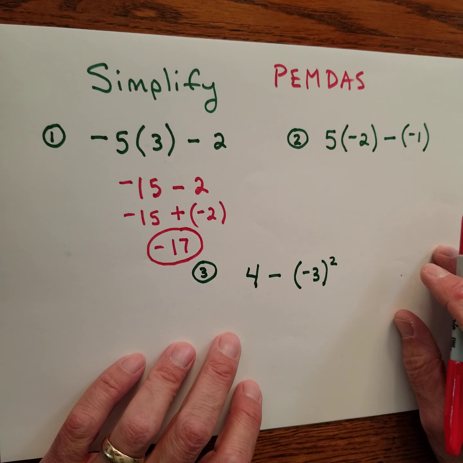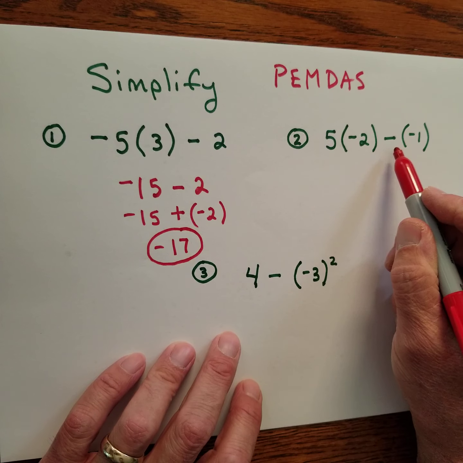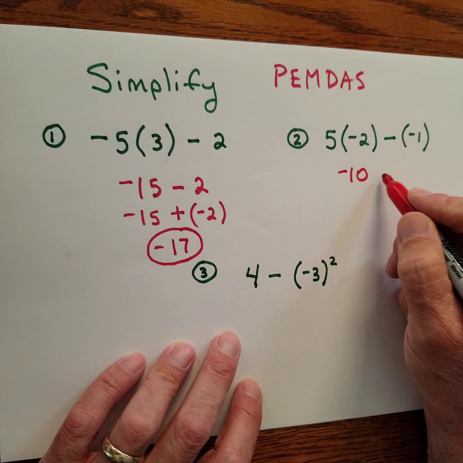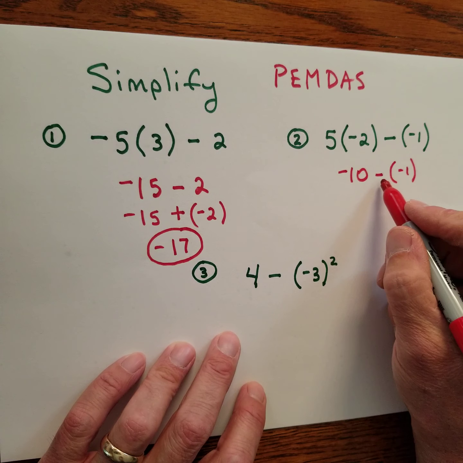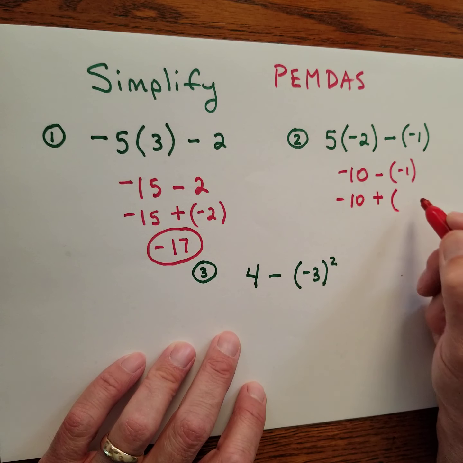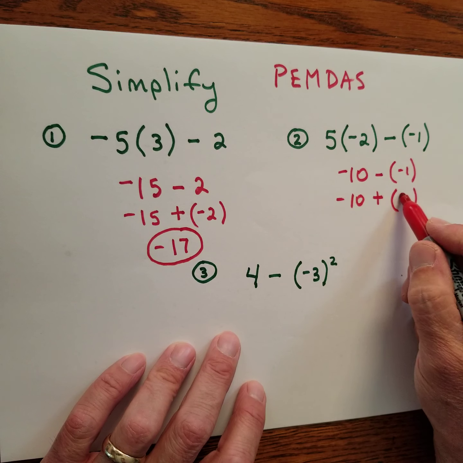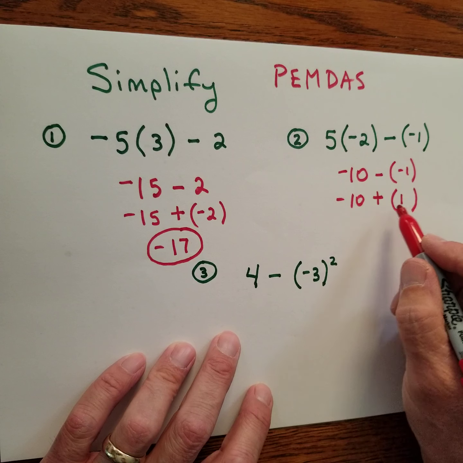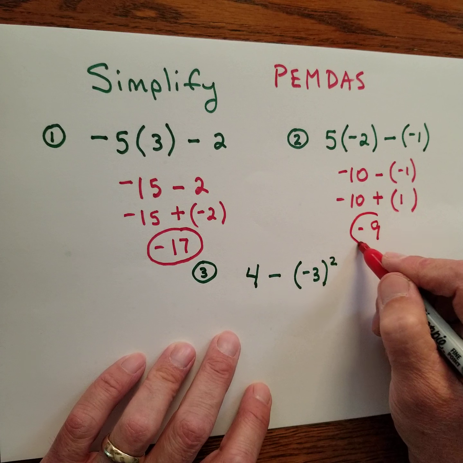Here comes number 2. Again, multiply before you subtract. 5 times -2 is -10. Then copy. When we see subtraction, we like to add the first number to the opposite of the second number. The opposite of a -1 is a +1. Now when I'm adding, but the signs are different, I subtract, take the sign off the larger number.